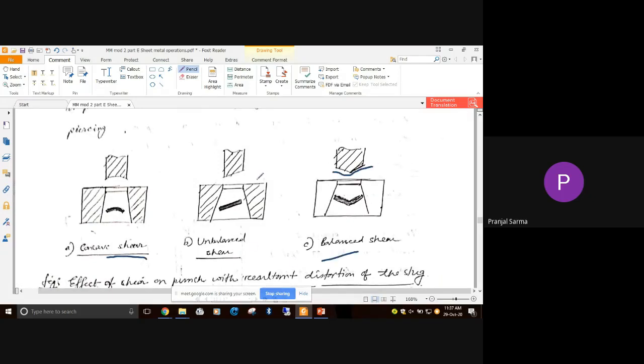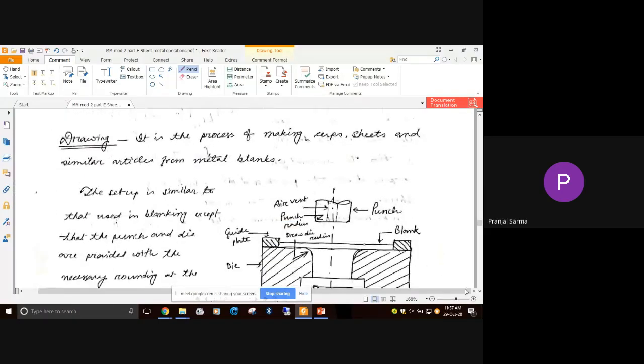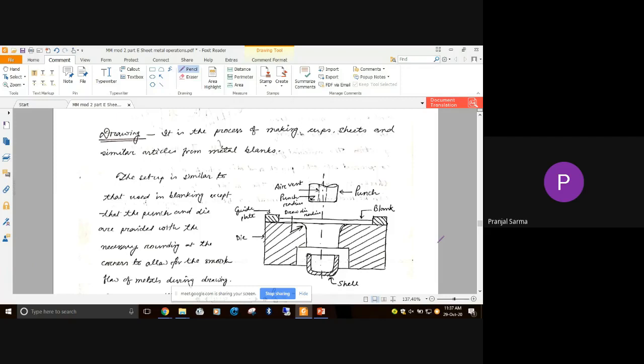See, we have ground shear here, and this is a case of unbalanced shear. So go through it, it's a very easy thing. These different operations, as we have already discussed, we already have the idea, so that's why we'll be able to go fast.